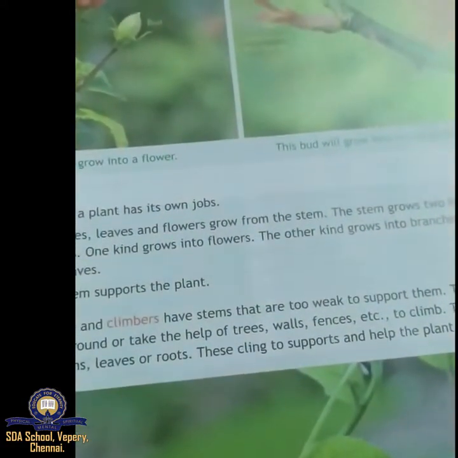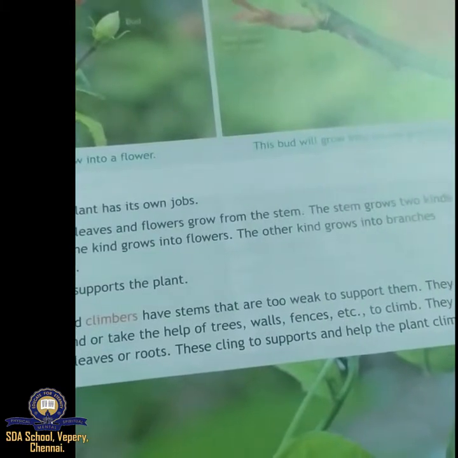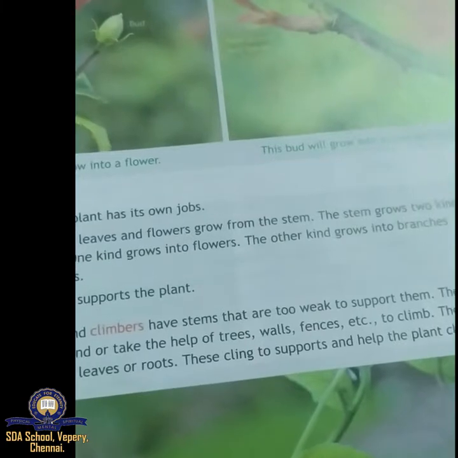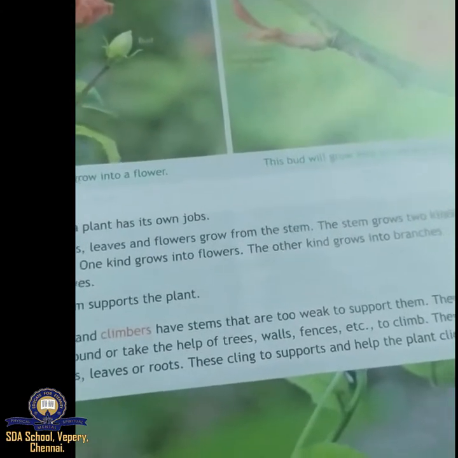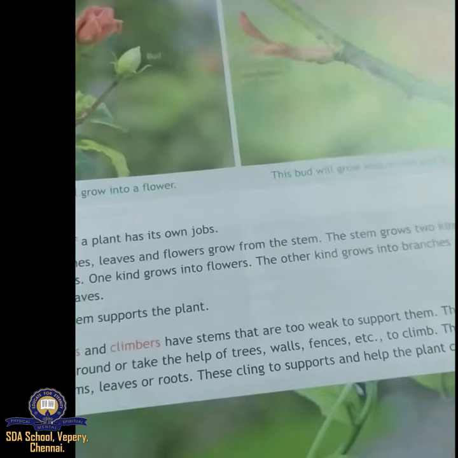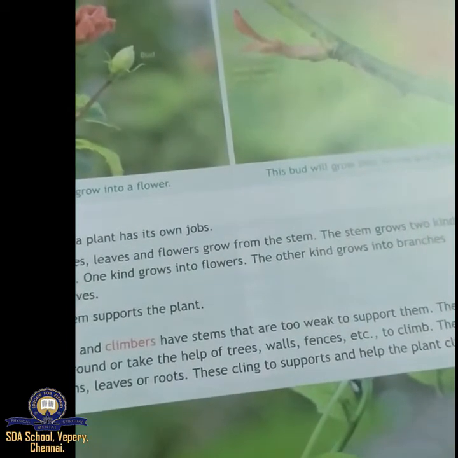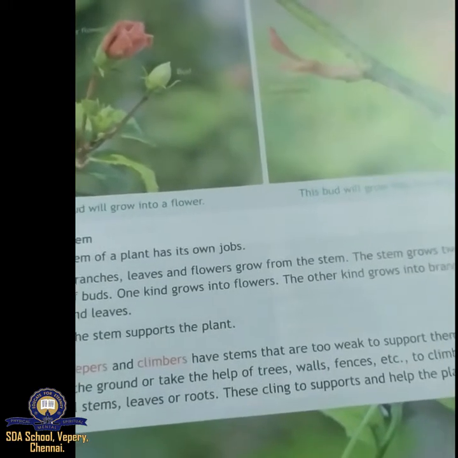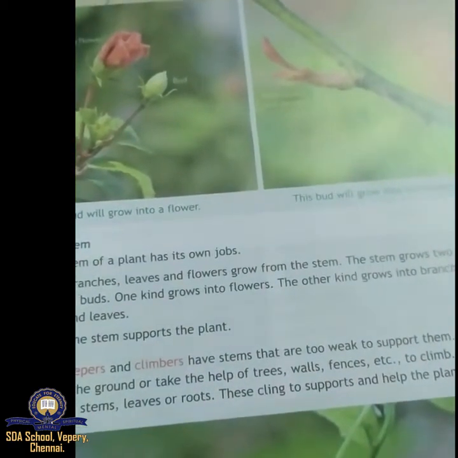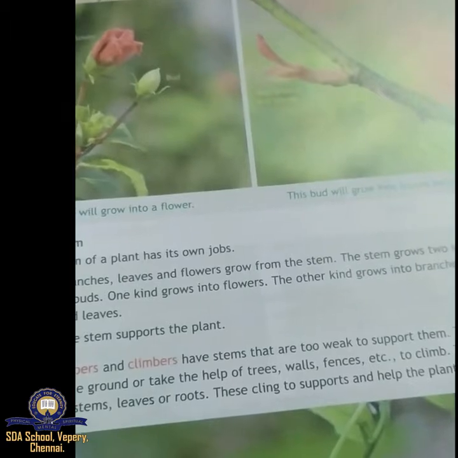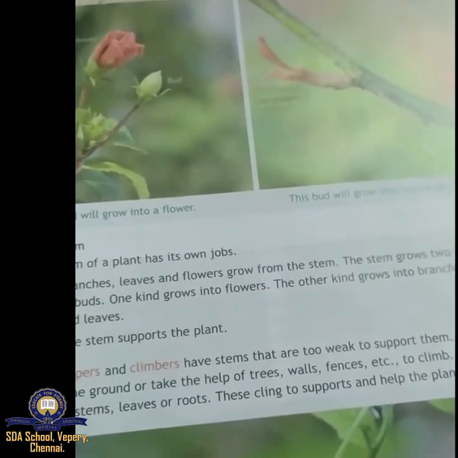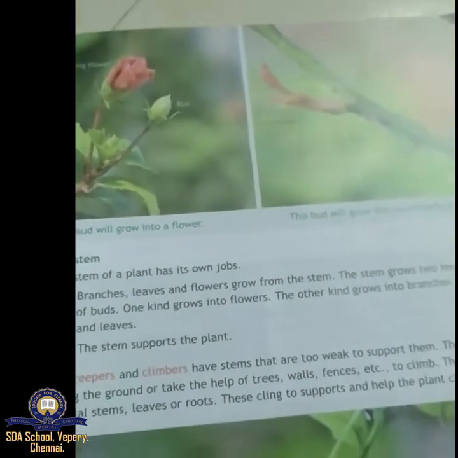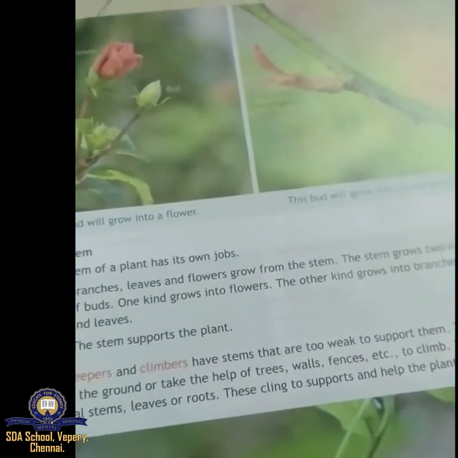We have already seen what the parts of the plant are: branches, flowers, leaves, buds. These are all above the soil, isn't it? Yes, the parts of a plant that grow above the ground are called shoot. And what is a root? The parts that grow below the ground are called root. The stem is above the ground.